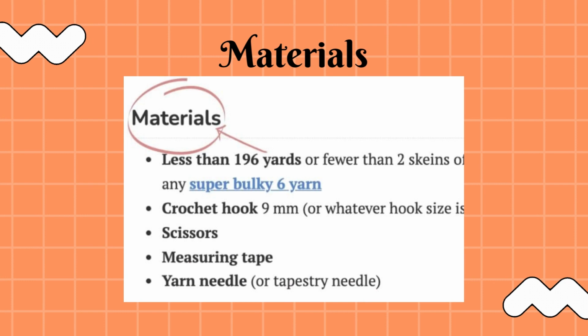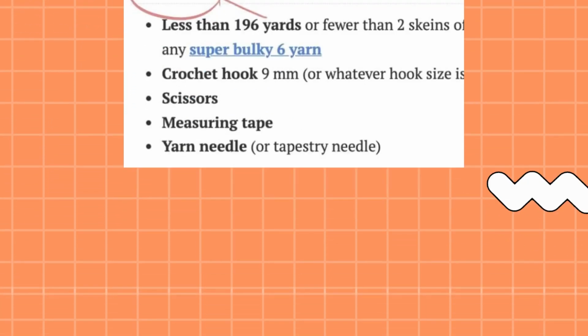Now let's explore the materials section. This part lists essential items needed for the project. You'll find details about the yarn, crochet hook, and any required tools or supplies. Using the recommended yarn to ensure the accuracy of your project is crucial. If substituting, match the weight of the yarn.